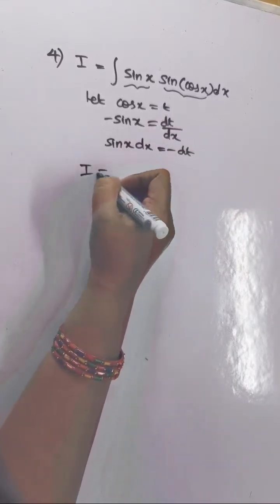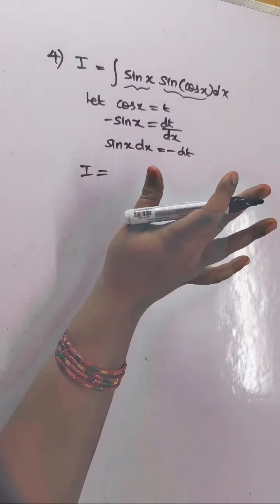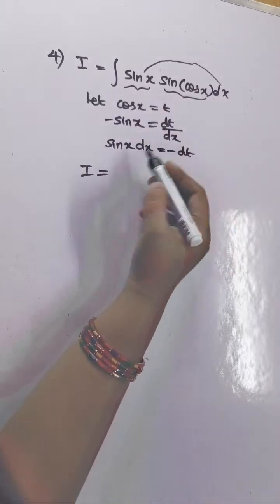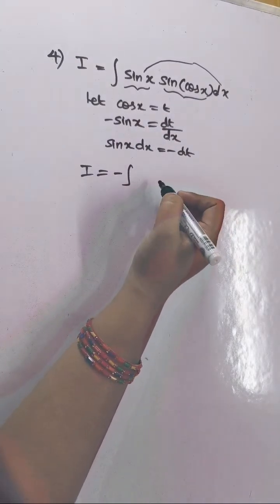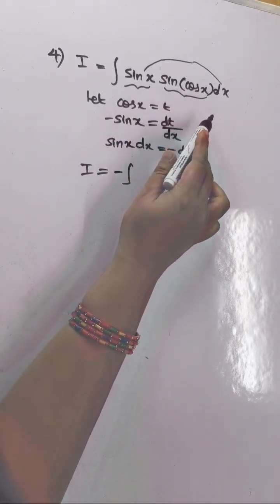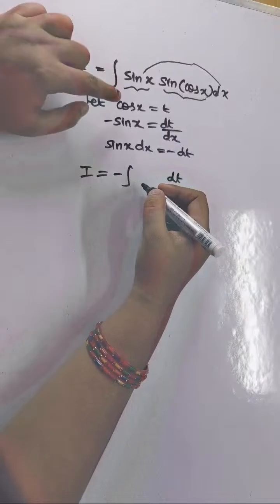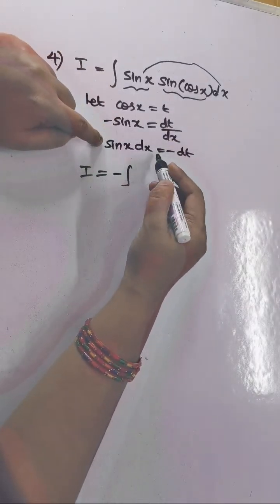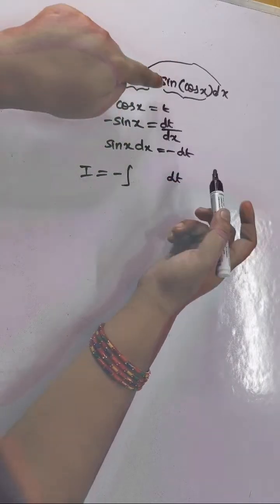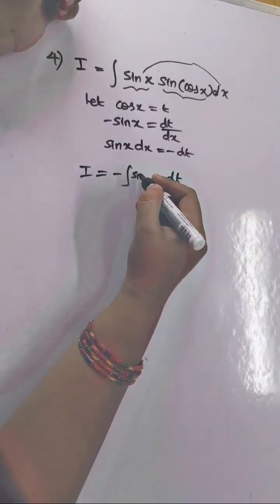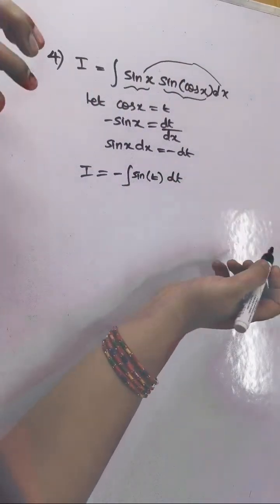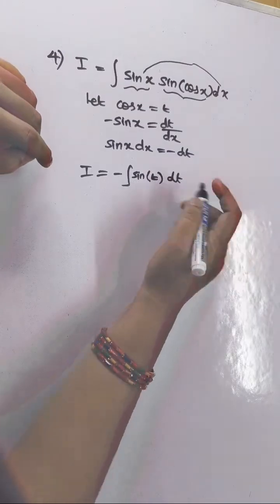Now I have sin x and cos x, so you can easily substitute. In place of sin x into dx, write it as minus dt. I'm taking that minus outside. For sin x dx we can write it as dt, isn't it? But for sine of cos x, we don't have any substitution, so you have to write sine of, and in place of cos x we can write it as t. Then it is easy for us to integrate.